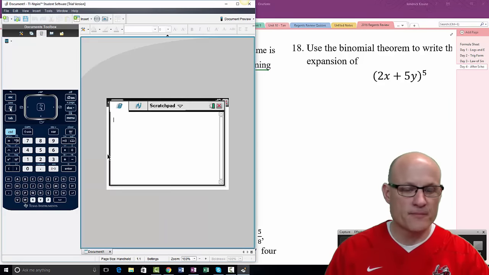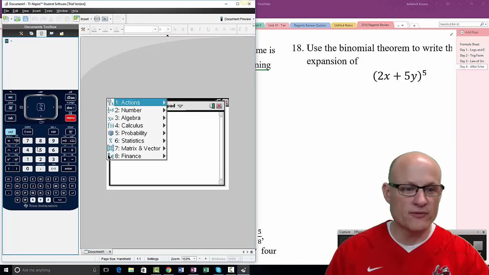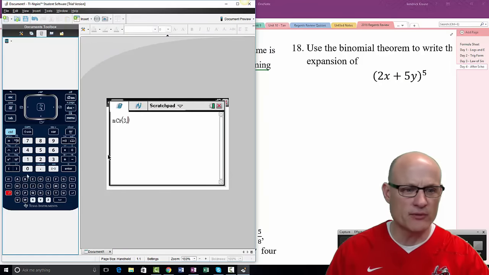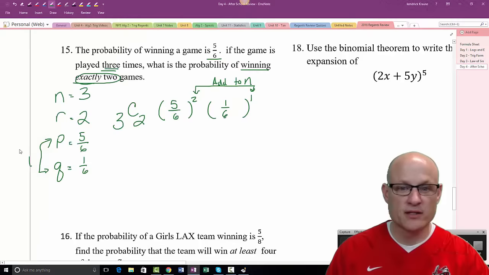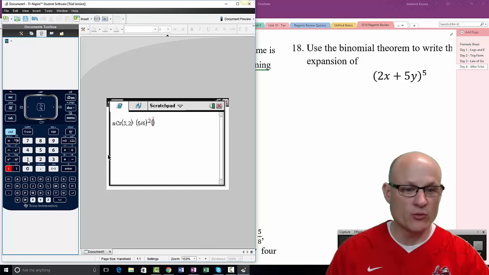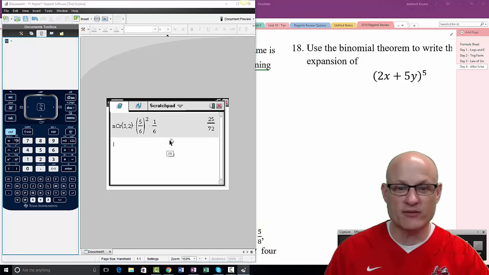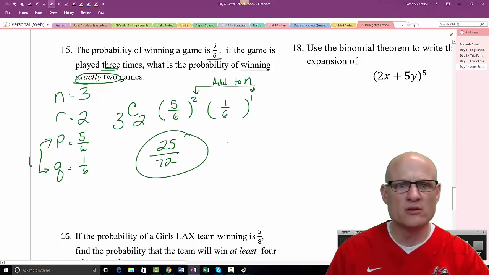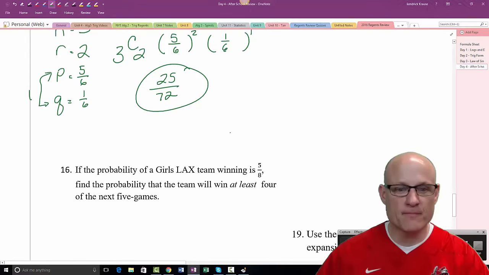So we'll go to the calculator. And we're going to type in menu 5, 3. That gives us this. It's 5, 3, 2, 3, 2. Don't care really what that is. Times parentheses 5 divided by 6 parentheses squared, times parentheses 1 divided by 6 parentheses. I don't need to put to the 1st power because it's just 1 automatically. Type that in. I get 25 over 72. Boom, you can leave it just like that.